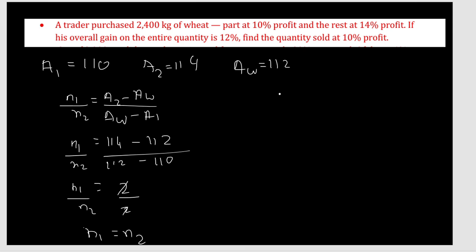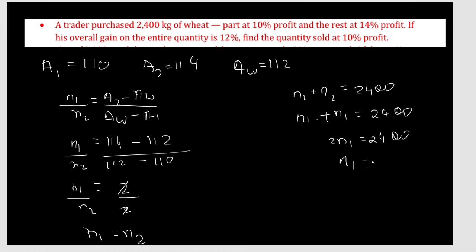Now note that N1 and N2 are the quantities of the cheaper and the expensive one. Over here, the total quantity is given as 2,400. Therefore, we have to take N1 plus N2 as 2,400. But N1 is equal to N2, so N1 plus N1 is equal to 2,400. We get 2N1 is equal to 2,400, so N1 is equal to 2,400 upon 2. We get N1 is equal to 1,200.